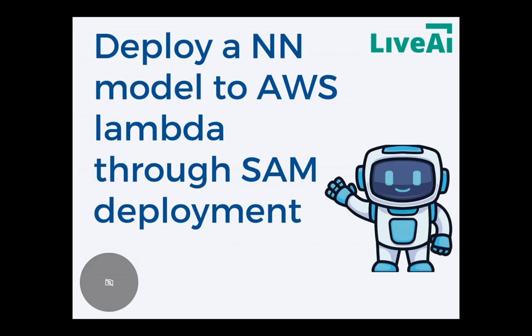So what are we building? The topic is deploying a neural network model, or an LSTM model, to AWS Lambda through SAM deployment techniques. At the heart of the project, we'll have a very simple neural network model built with PyTorch. It classifies sentences, and we'll deploy this to AWS Lambda with the help of SAM.